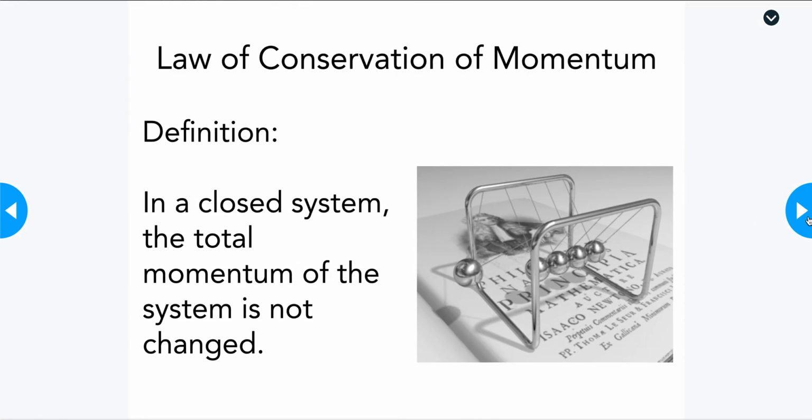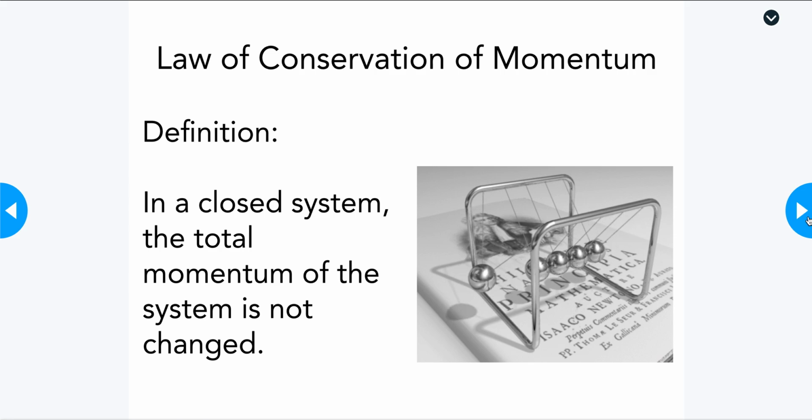All right. So the next thing then is the law of the conservation of momentum. We are not going to get too far into the details of this, but here's what you need to know about this. In a closed system, the total momentum of the system is not changed. So basically, if you do the math and you get a certain number for momentum, if an object collides with another object, that amount of momentum is going to be the same. It's just going to be transferred.